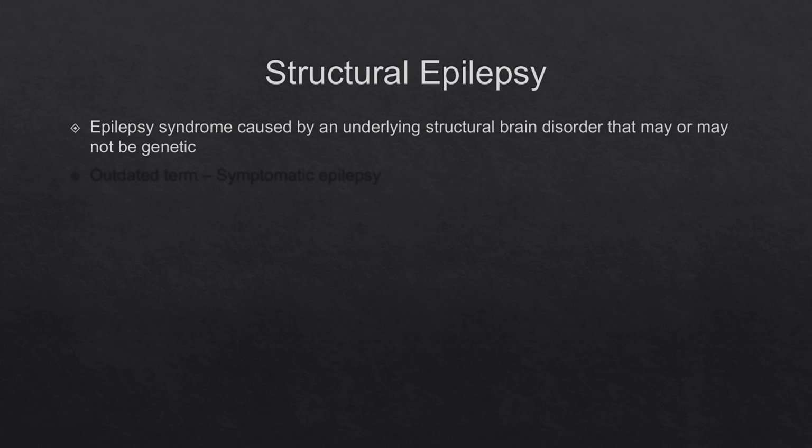Structural epilepsy refers to epilepsy syndrome caused by an underlying structural brain disorder that may or may not be genetic. For example, think that a child has an arachnoid cyst, or holoprosencephaly. This is a structural defect. Or for example, corpus callosal agenesis. Corpus callosal agenesis is a structural defect that is resulting in repeated attacks of seizure, that is, in epilepsy of the child. So that is called structural epilepsy. The outdated term for this is symptomatic epilepsy, which is not used nowadays.